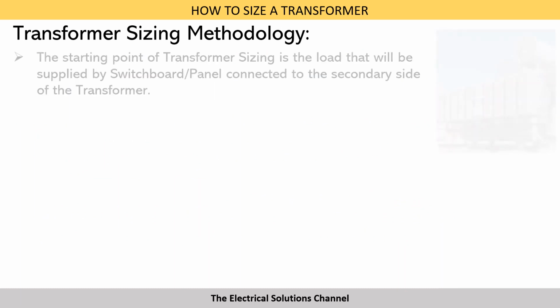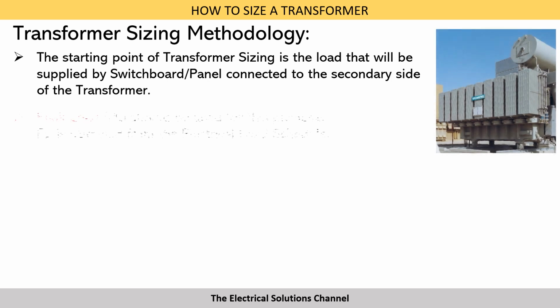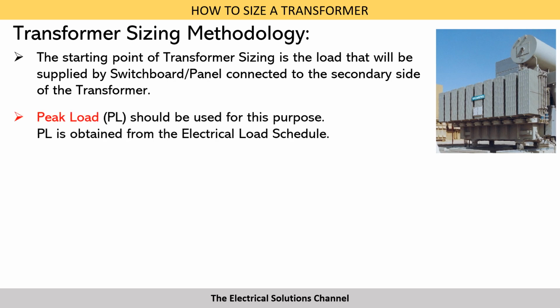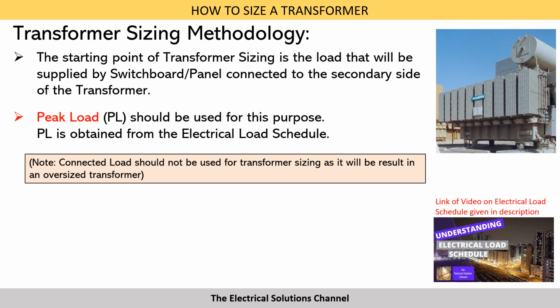Let us now get into the method to be followed for the transformer kVA calculation. The starting point of the transformer sizing is the load that will be supplied by the switchboard or the panel connected to the secondary side of the transformer. Now, peak load should be used for this purpose. Peak load is obtained from the electrical load schedule. We should not use connected load for transformer kVA calculation, as it will result in an oversized transformer.